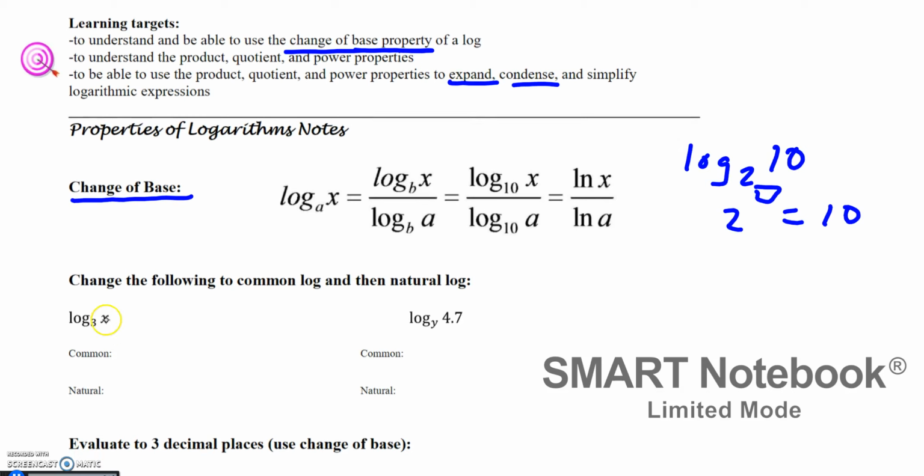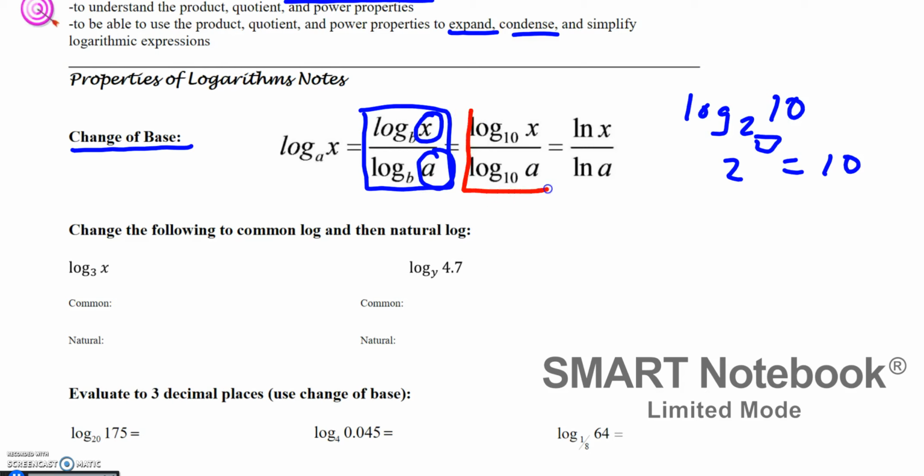If I gave you log base 3 of x, the change of base formula says that you would take log base of the base you want of the argument over log base b of your base. So in our calculator, we can choose to either do log base 10, which is just written as log, or we could even do ln instead. Both of these are used interchangeably, and you could use either one.